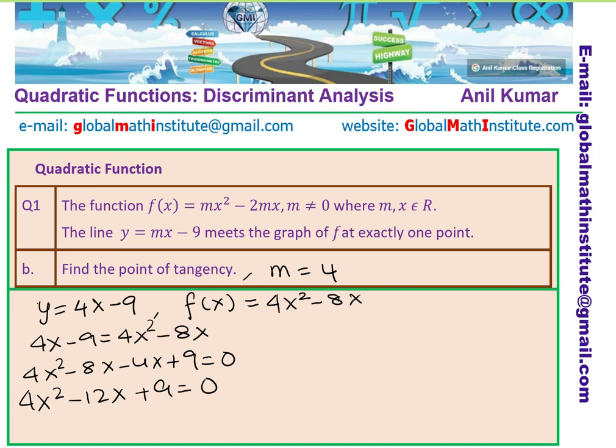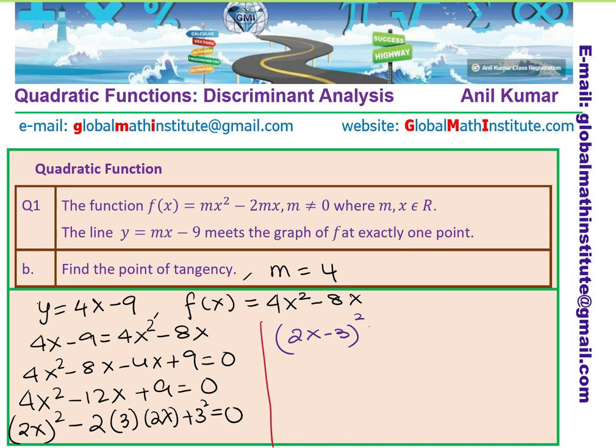Now, you can see that this is 3 squared, this is (2x) whole squared, and this is 2 times 3 times 2x, right? So you could write this as (2x) whole squared, plus 2 times 3 times 2x, plus 3 squared equals 0. That means I could now rewrite this as a perfect square, which is equal to (2x minus 3) whole squared, right? Equals 0. That means 2x equals 3, or x is equal to 3 by 2.